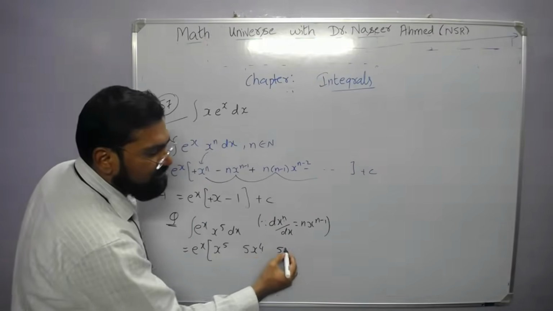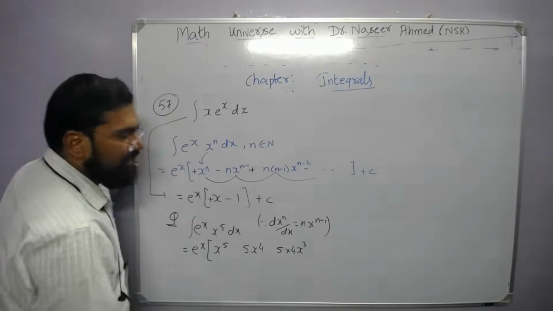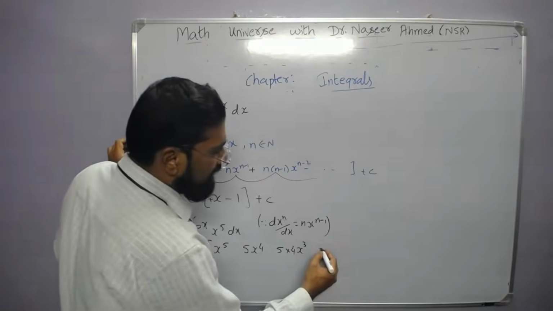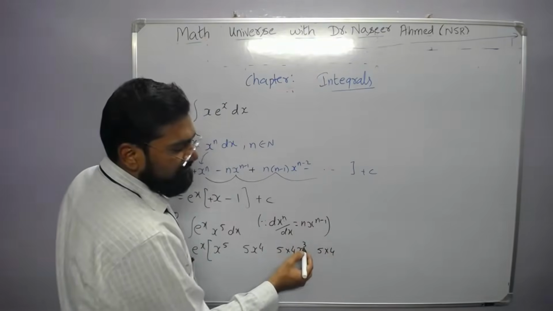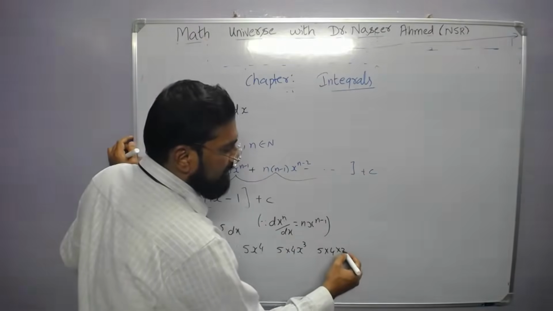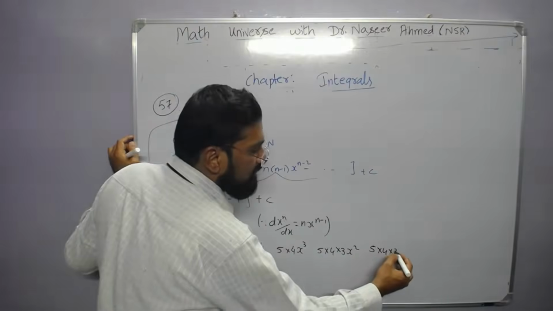Derivative of x power 4 will be 4 into x power 4 minus 1, which is 3. Next, 5 into 4 as it is. Keep as it is. X cube derivative: in place of n, we have 3. So derivative of x cube is what? 3 into x square. Next, 5 into 4 into 3.